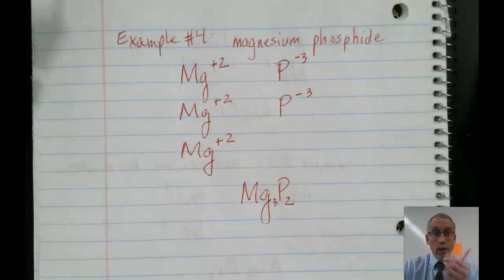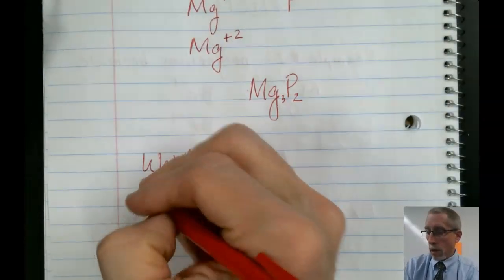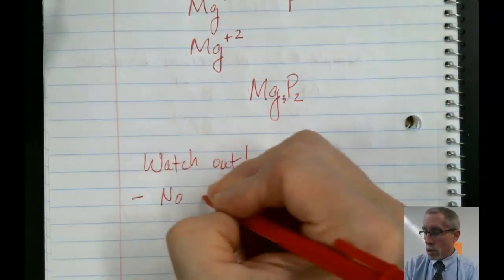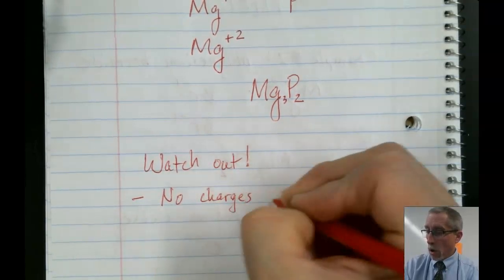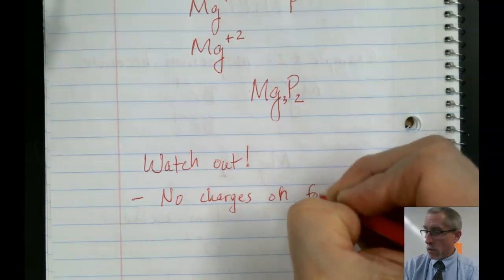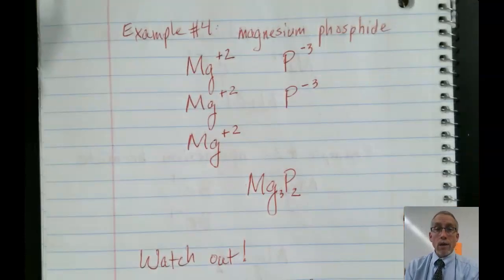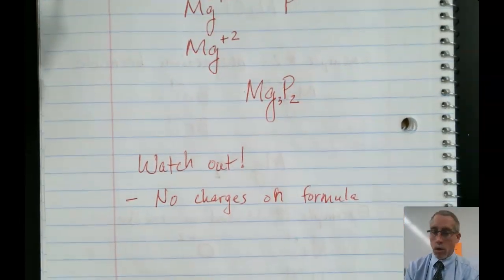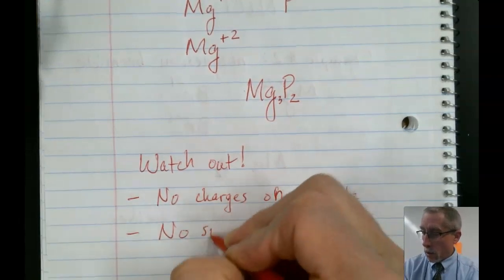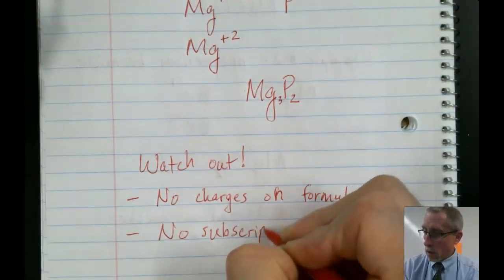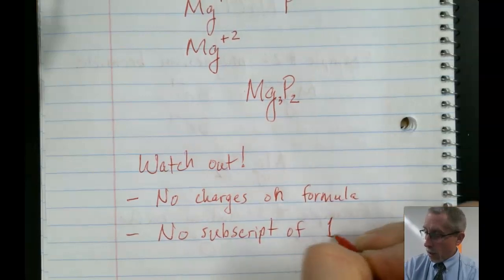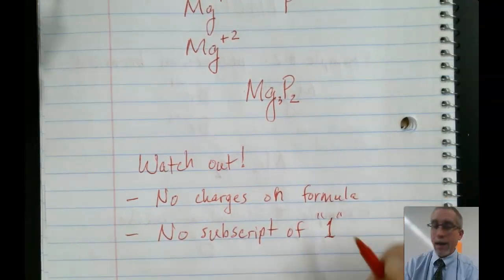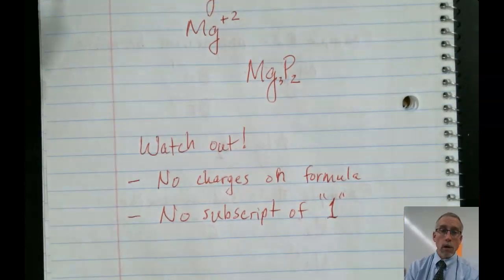Okay? All right, so let's make a short list of things to watch out for and not do when you're writing your ionic formulas. All right, these are things I've mentioned already. First of all, no charges. We don't write the charges on the formulas themselves. We can write them as we're working. This is just our working stuff, but this is the final answer. No charges on there. No subscript of 1. If you mean that you have 1 of something, just don't write anything at all. You can write 2s and 3s, but you'll never write a 1.